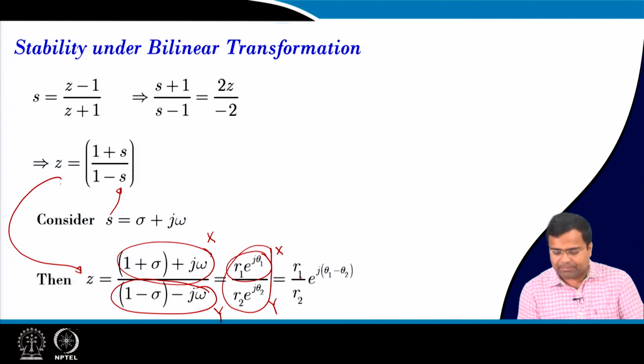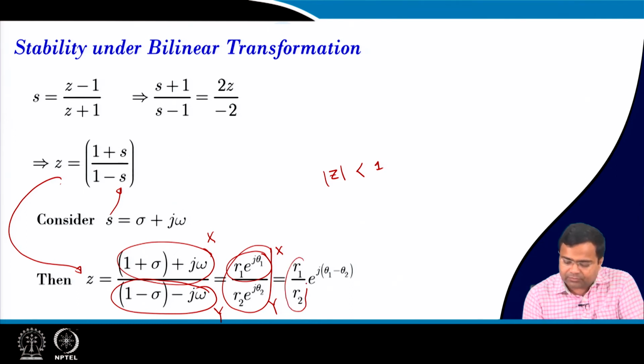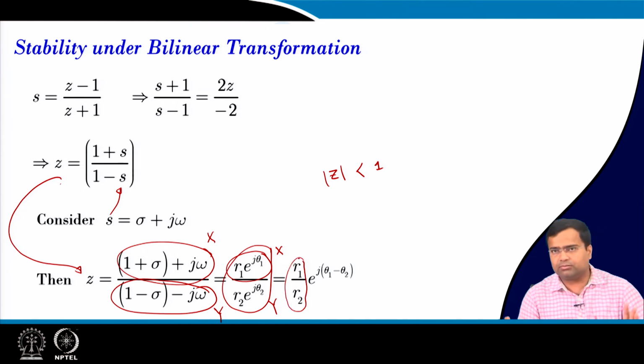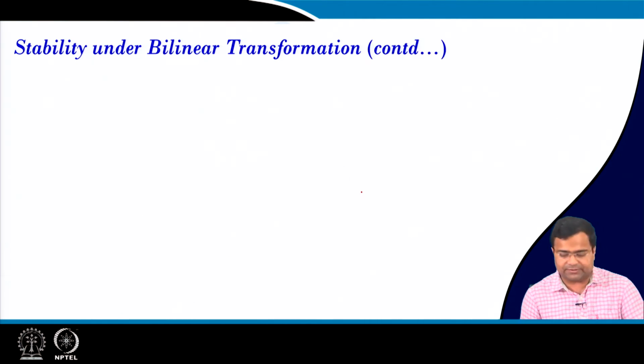So you can take the real part r1 by r2, then j. We want to make sure that mod of z should be smaller than 1. So we are interested in the magnitude, we are not interested in the phase. So we want to make sure that r1 by r2 must be smaller than 1. So this will actually require this result.